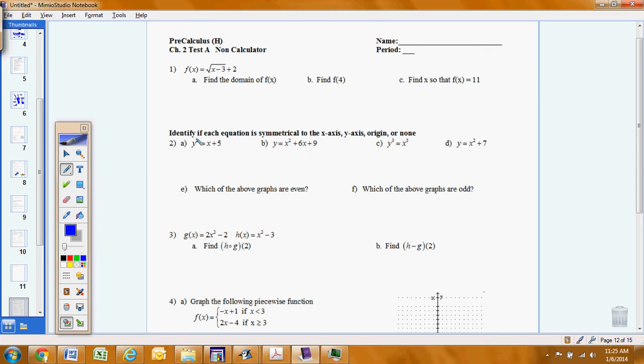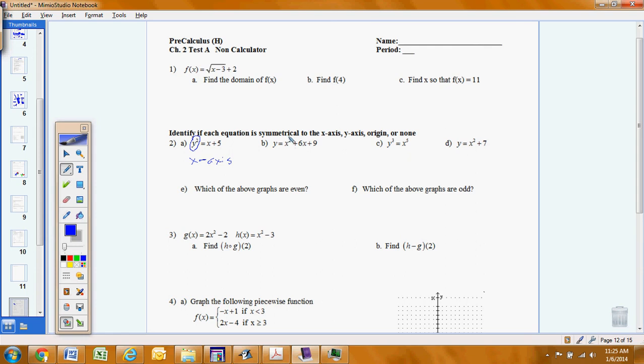This one right here, I can tell immediately is symmetrical to the x-axis because y is being squared. So this is a tip that I would write down: if y is being squared, then it is symmetrical to the x-axis. Now, something symmetrical to the x-axis is neither even nor odd because it's not even a function, if you remember that.